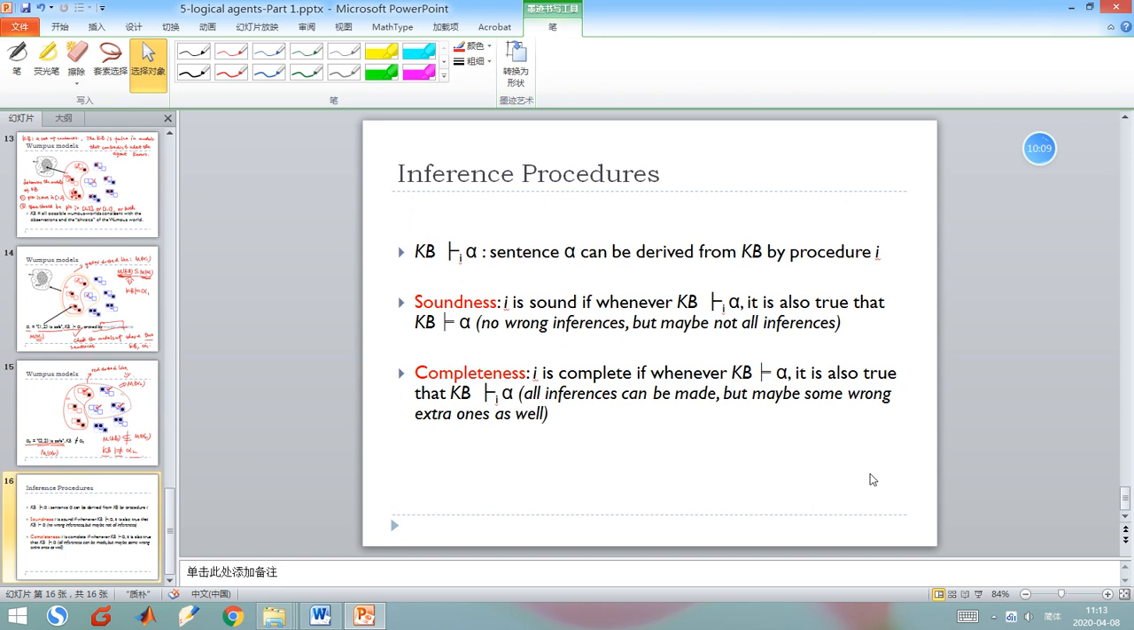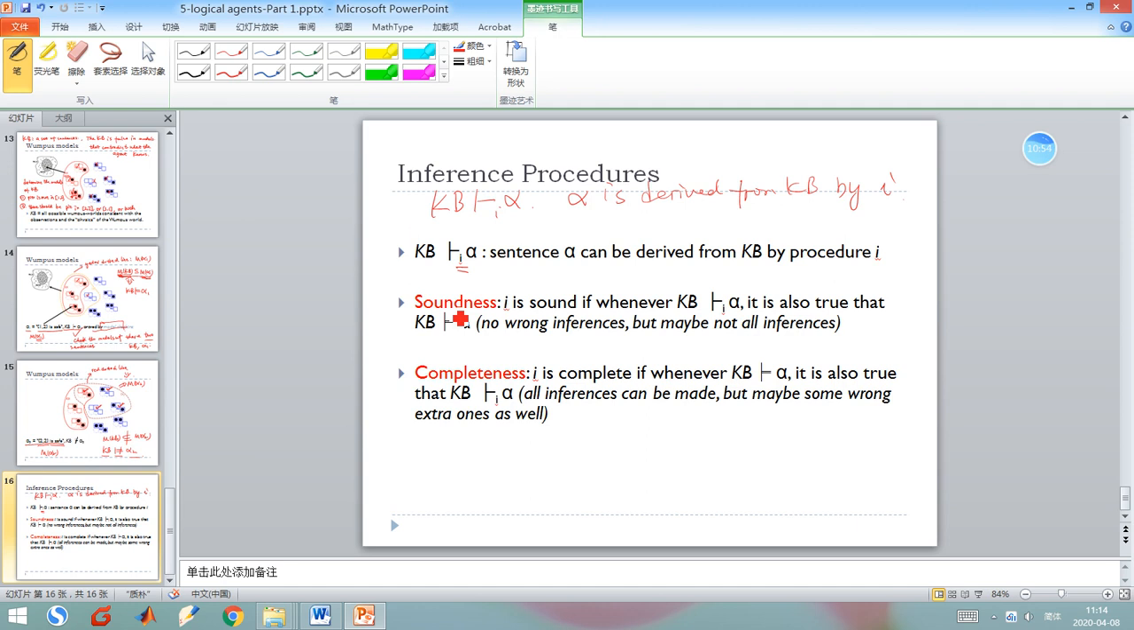In the last part of this section, we introduce some concepts in logical inference procedures. If an inference algorithm i can derive alpha from KB, we can write it like this, which is pronounced alpha is derived from KB by i.